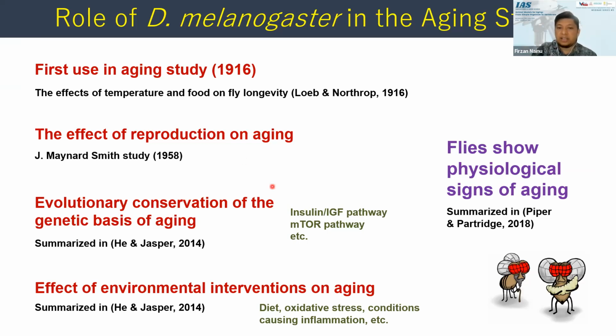For example, the insulin and insulin growth factor pathway. And we know insulin is also available in humans. And the mammalian target of rapamycin, which is also available in mammals. And aside from the genetic basis, they also presented how the environment can lead to accelerated aging or can impair the health of the species. And this is based on the diet. Now we know that dietary restriction also affects aging, and also oxidative stress, conditions caused by inflammation, etc.